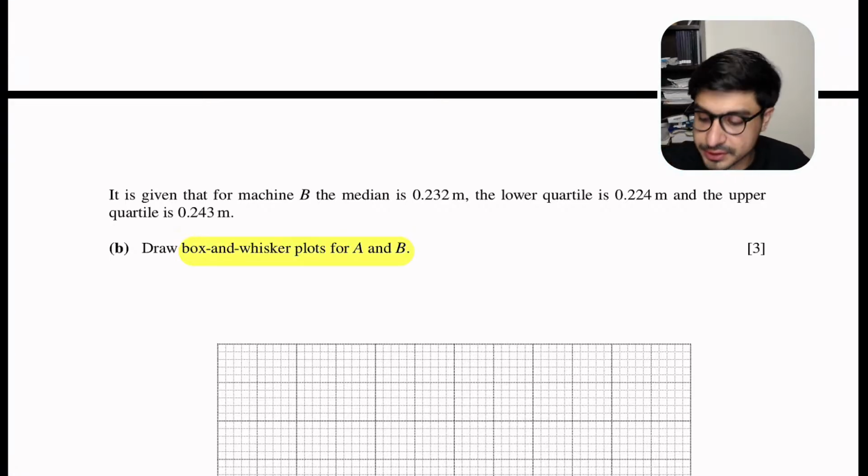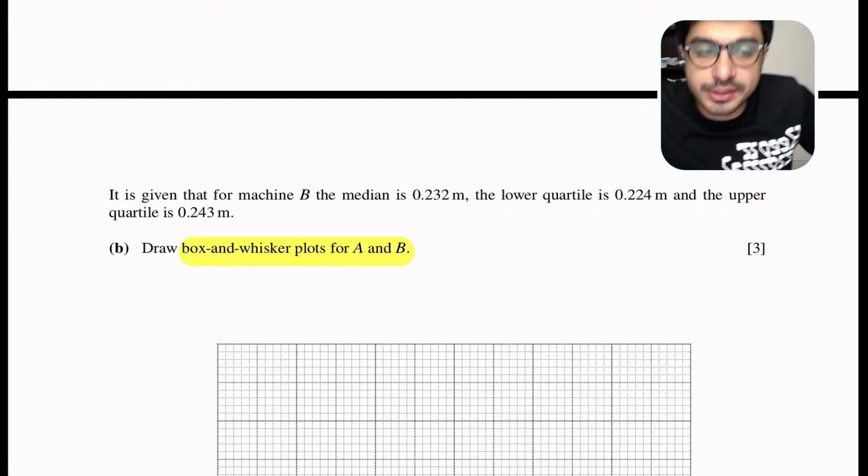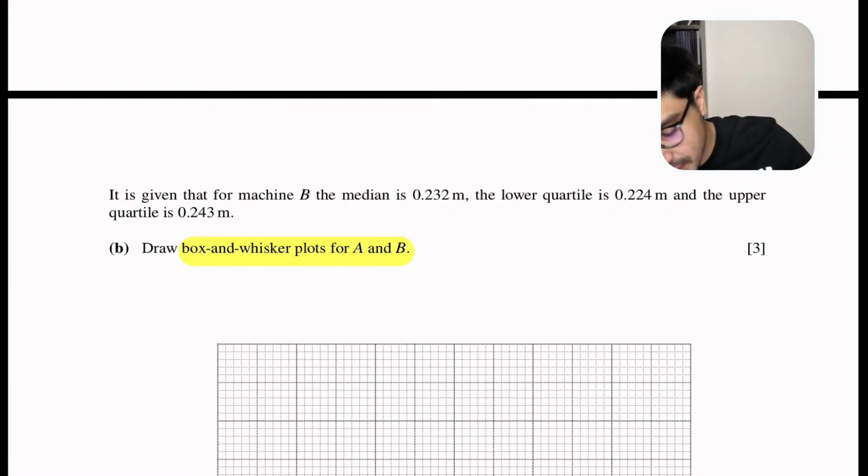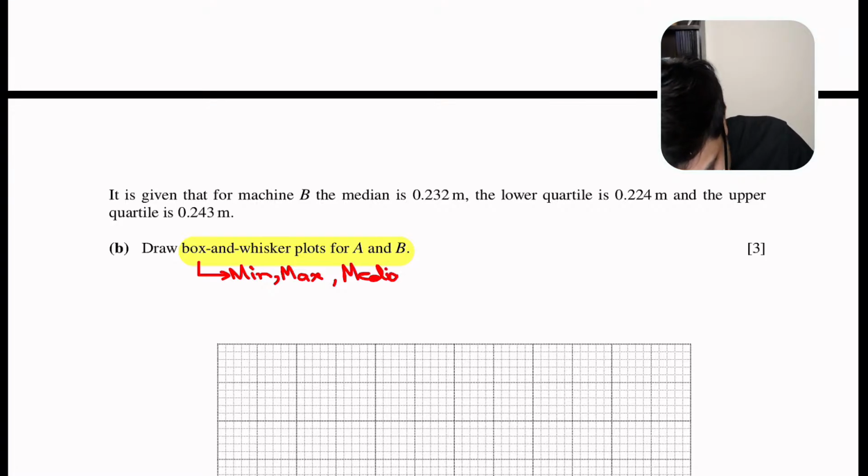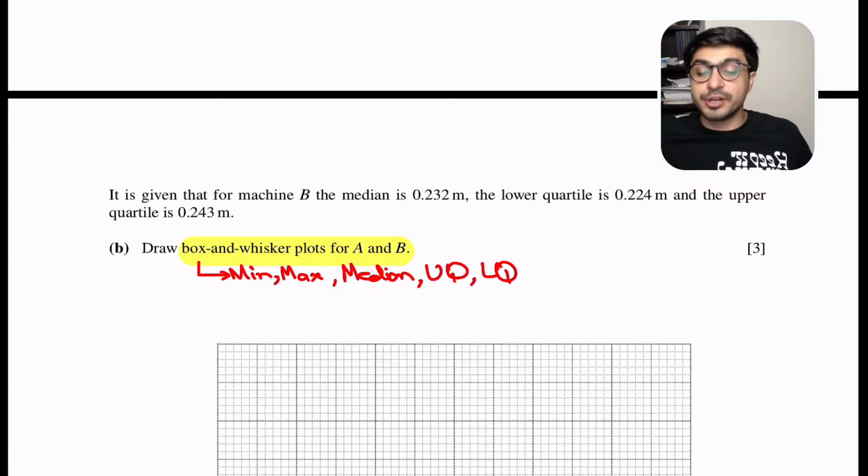We have to draw the box and whisker diagram. Again, to draw a box and whisker diagram, we need 5 things. And what are those 5 things? It's going to be the minimum value, the maximum, the median, and what? The upper quartile and the lower quartile. Right? These are the things that we need to draw.